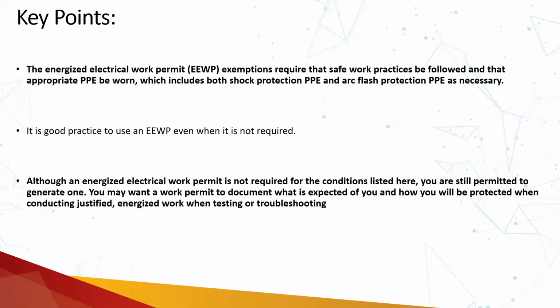So key points: energized electrical work permit exemptions require that safe work practices be followed and that appropriate PPE be worn, which includes both shock protection PPE and arc flash PPE as required. So there is an exemption to the permit, but there is no exemption to selecting and wearing the personal protective equipment. So a risk assessment needs to be performed.